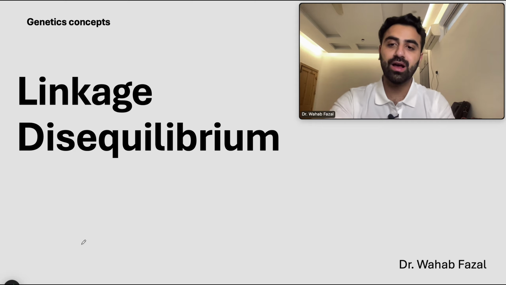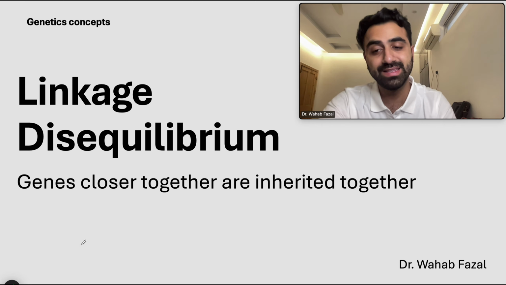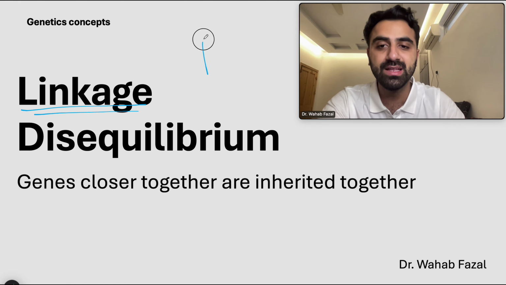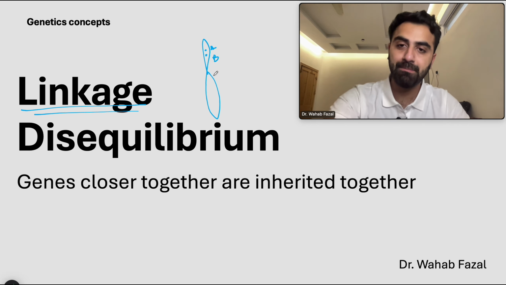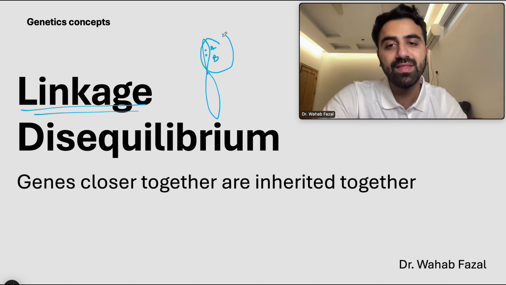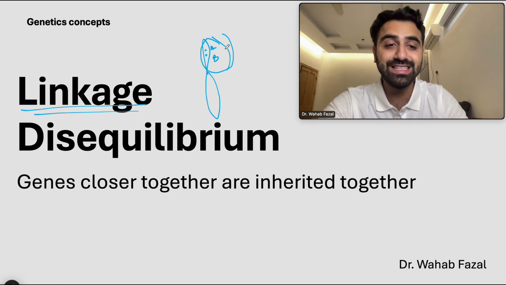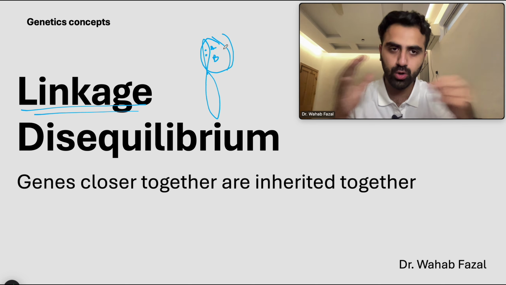Then let us talk about a very interesting concept called linkage disequilibrium. Just remember the word linkage. This means that if you look at these chromosomes and you have these two genes, let's call them A and B, just because they're together on the same chromosome, these genes have a much higher chance of going together into the next generation, right? That makes sense. They're closer together.